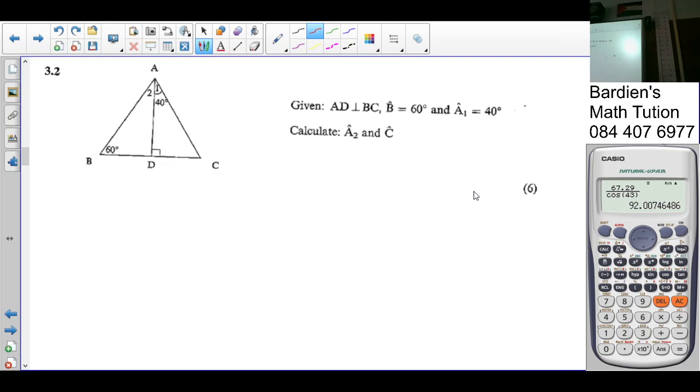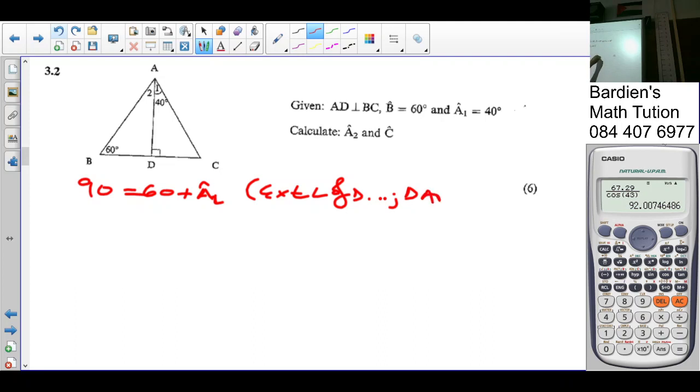Exterior angle, yes. Exterior angle is equal to the sum of the two interior opposites. Can you see that? So you're going to say 90 equals 60 plus angle A2. We're saying it's the exterior angle of the triangle. Which triangle is that? ABD. So A2 is equal to 90 minus 60, which is 30 degrees.